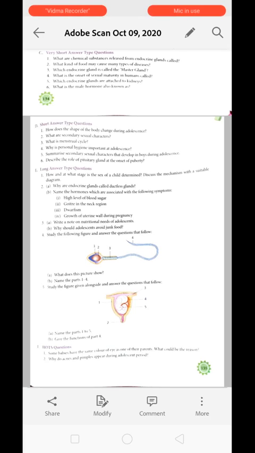Next is, why do acne and pimples appear during adolescence period? It is due to active secretion of sebaceous and sweat glands. Understood? Now we have finished the discussion of question answer of this chapter as well.